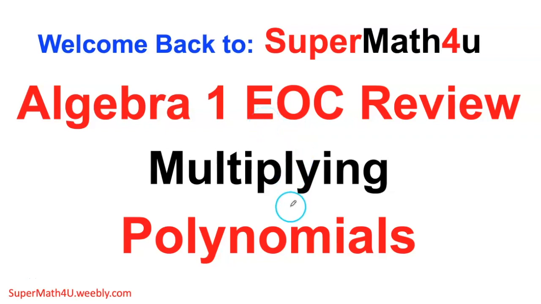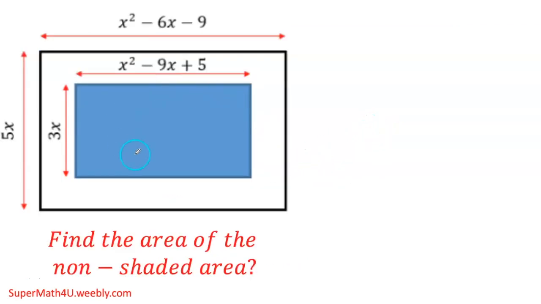This is Mr. Urrego, and today we're multiplying polynomials in our Algebra 1 EOC review. We're going to use a couple of word problems, right? So this is the drawing of a word problem. It's asking me, find the area of the non-shaded area.